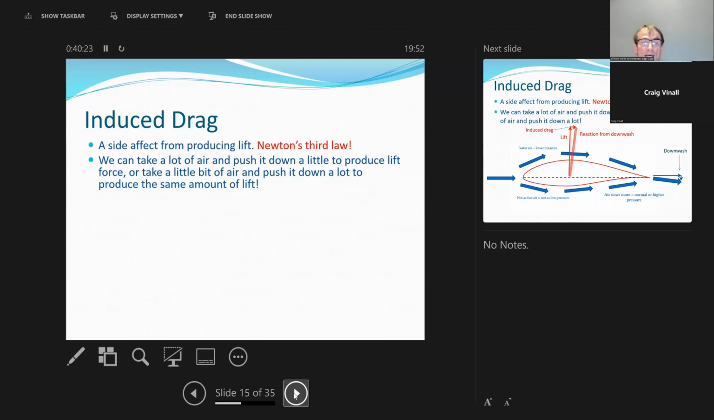So we'll move on to induced drag. Unfortunately, this is a side effect from producing lift. And this is where, again, I mentioned Newton's third law. If the air is pushing up on the surface of the wing to hold us up against our weight, we must be doing something equal and opposite to the air as well. So we must be pushing the air down in some way, shape or form. So this is how we produce lift. We take an amount of air and we push it down behind the wing. So we end up having that conservation of momentum, we produce lift.